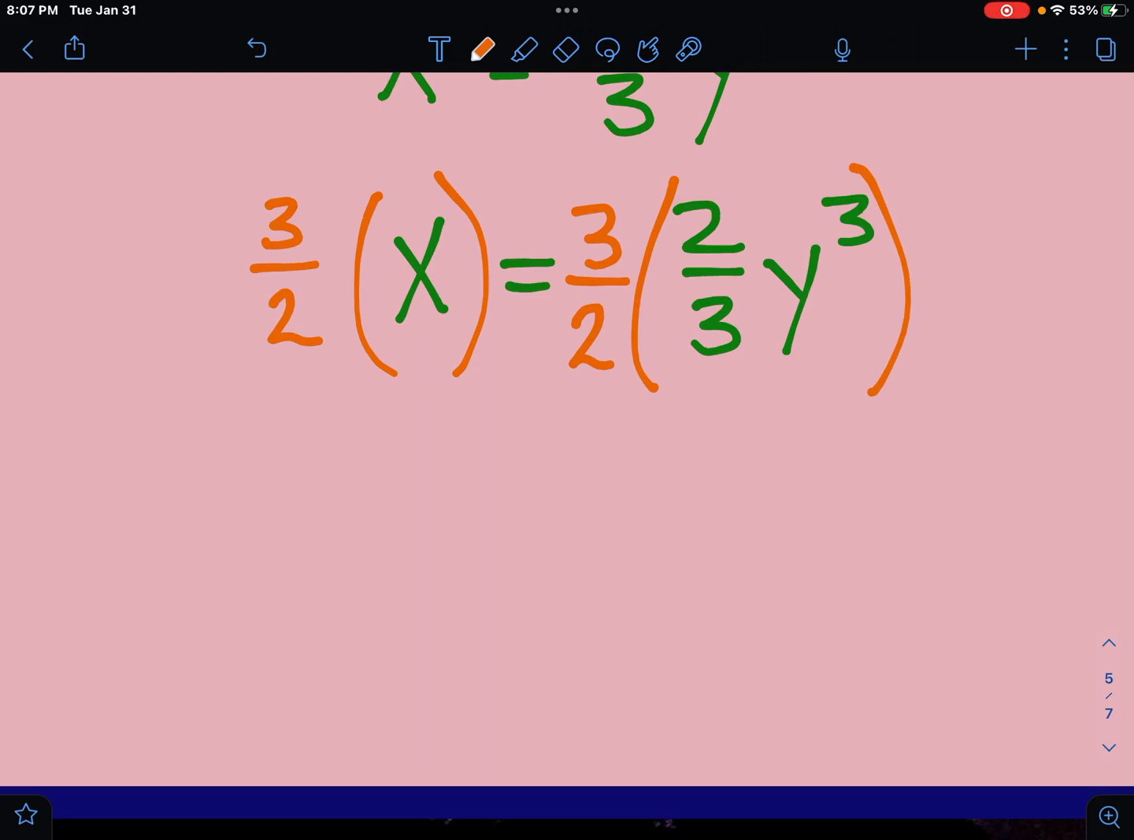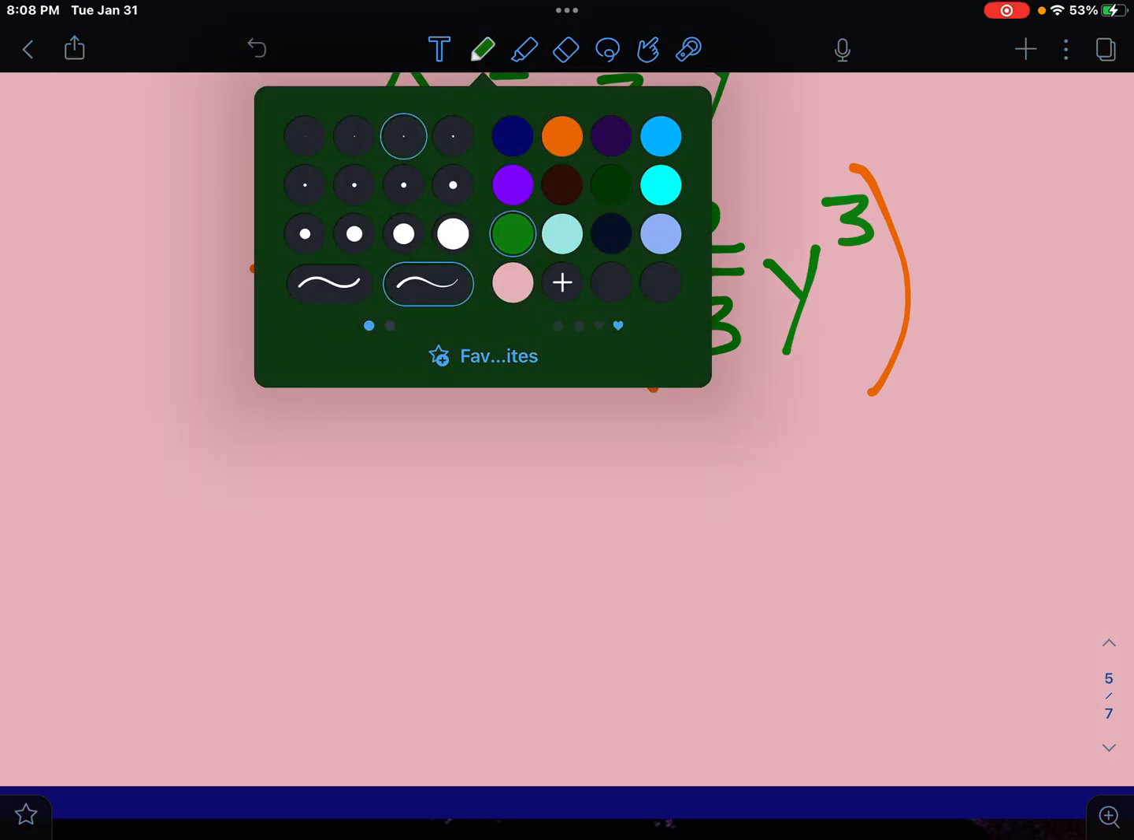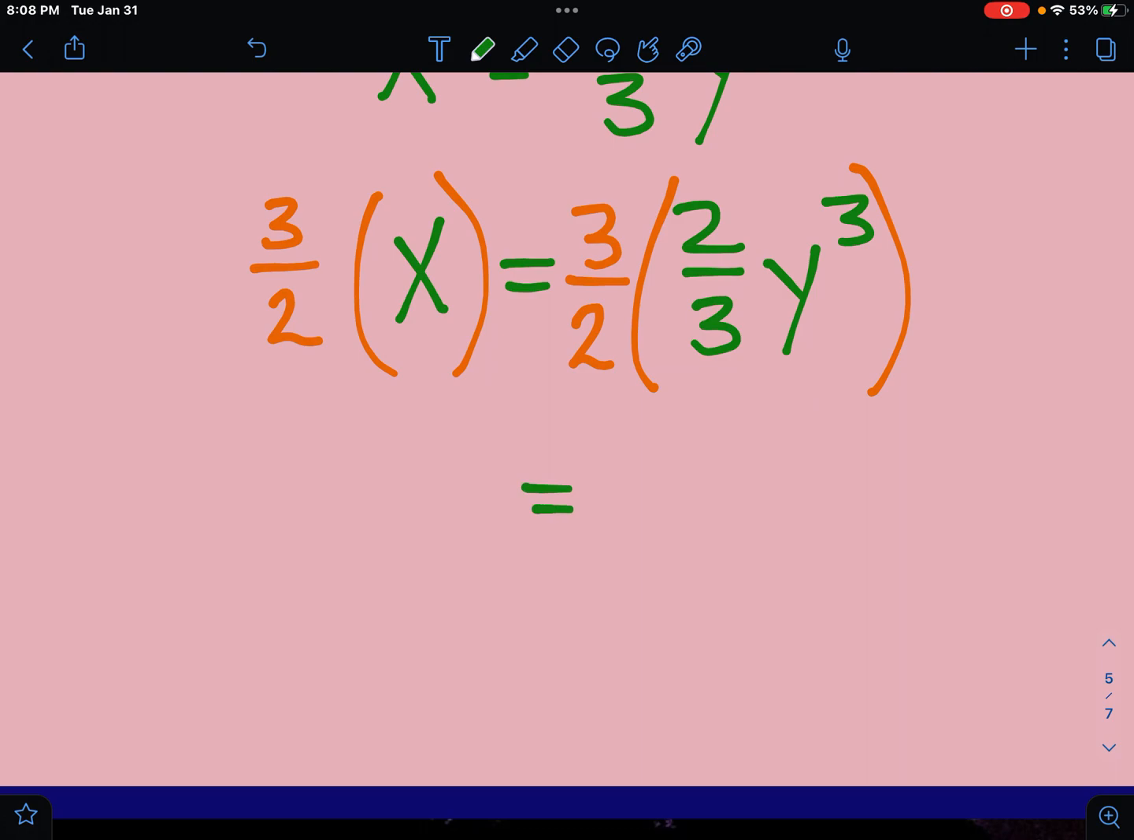It's the fraction flipped. So when I multiply this now, I multiply straight across the top, straight across the bottom, and I would get 6 over 6. So when I go back to my problem, now this y to the third is isolated. It's by itself. And the other side says it's 3 over 2x.